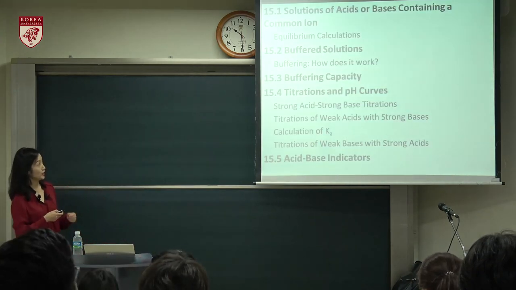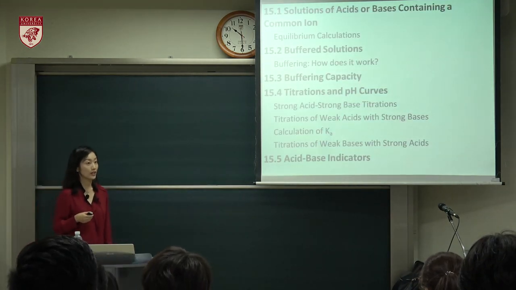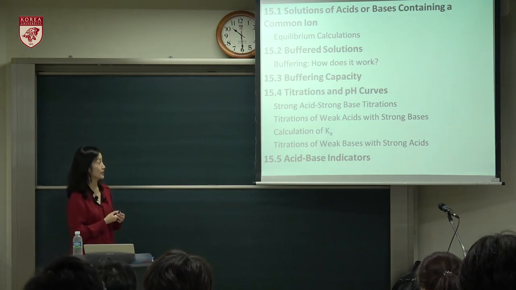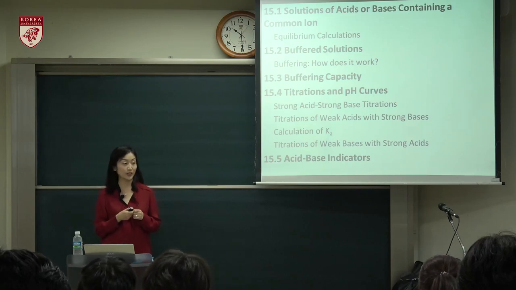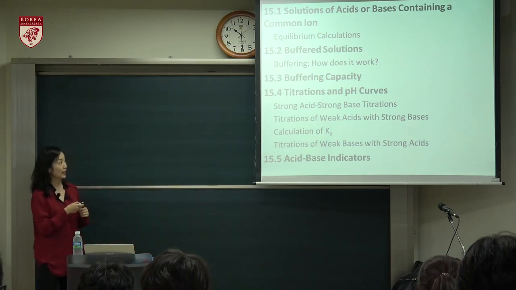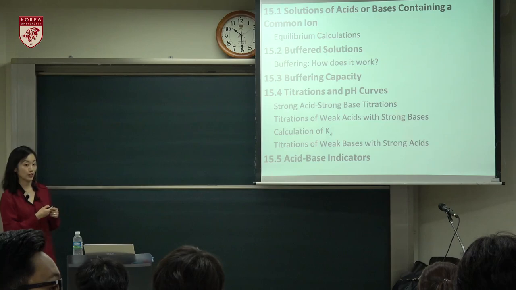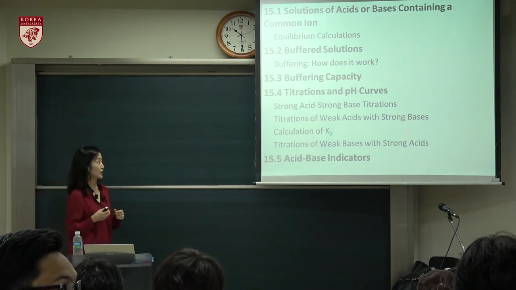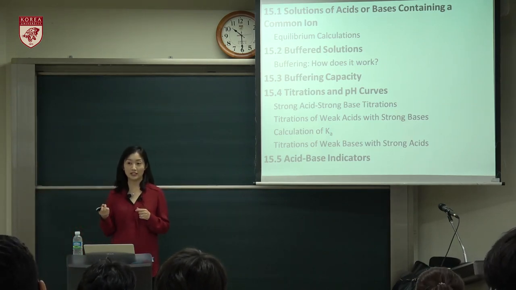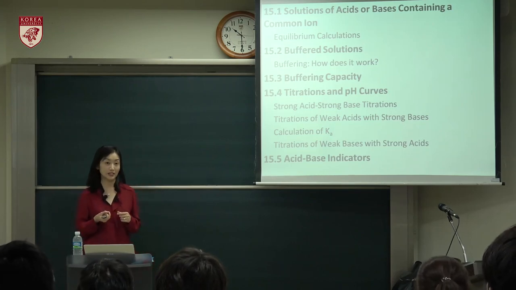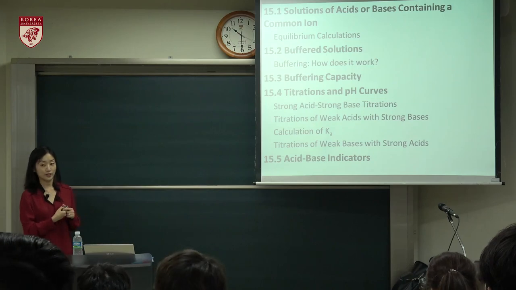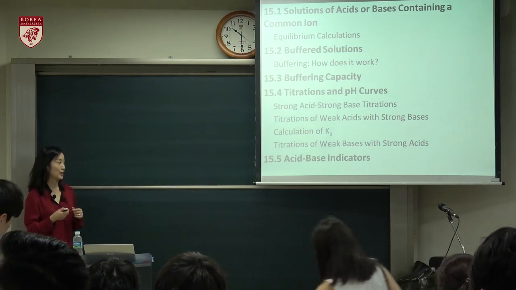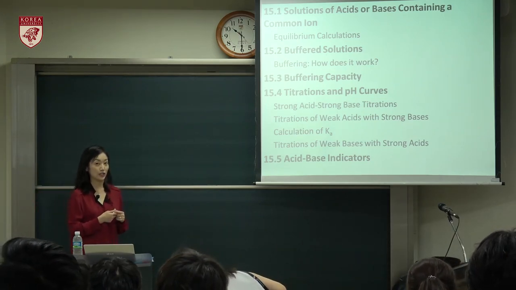In particular, we'll look at buffer solutions that contain components that enable the solution to be resistant to a change in pH. And we also look at acid-base titrations and see how the pH changes when an acid is added to a base and when a base is added to an acid. And we'll also see how indicators are used to mark the endpoint of an acid-base titration.